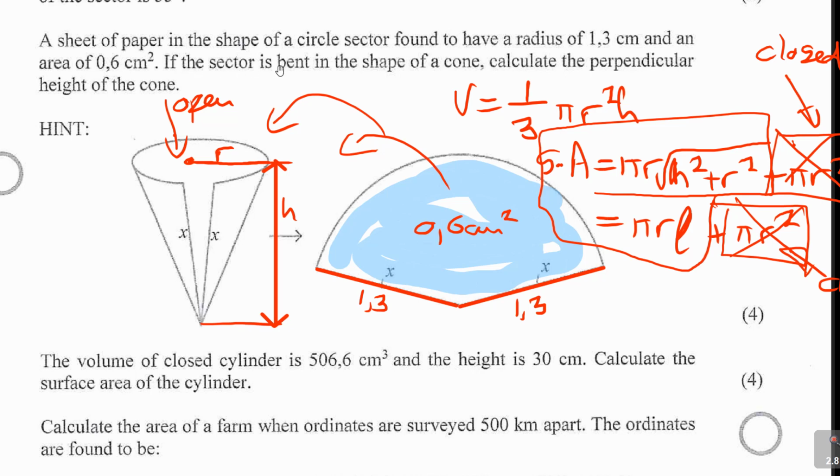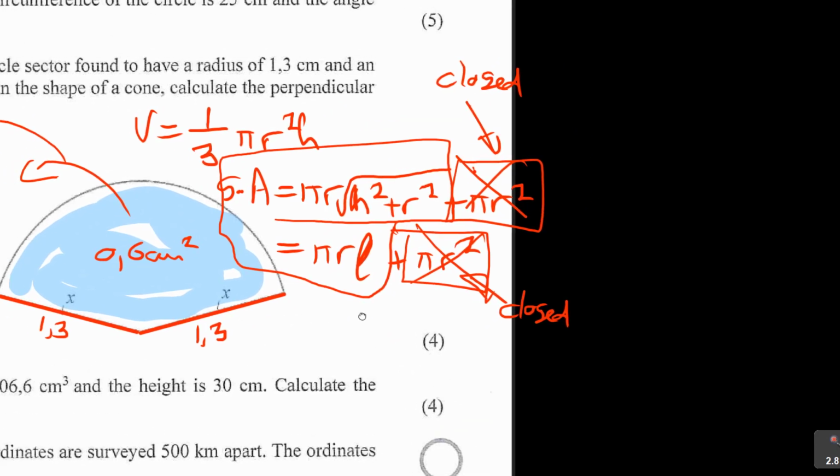If the sector is bent in the shape of a cone, calculate the perpendicular height of the cone. Now, what is it that we know? The area did not change. So the area that we find, they gave us the surface area. So the area before, this 0,6, is the same thing as the area when it is folded. So what we do is we compare the area.